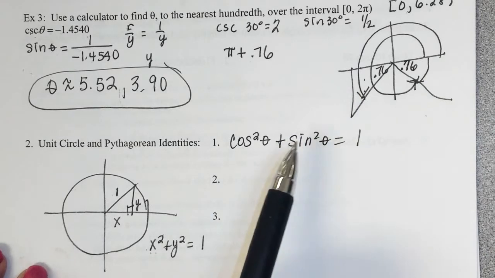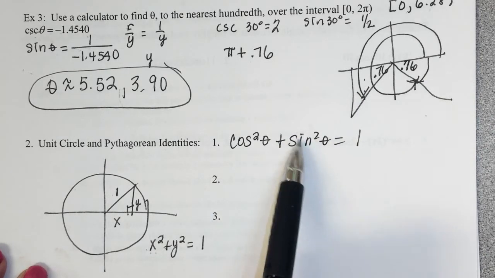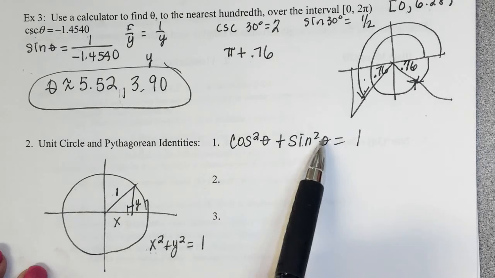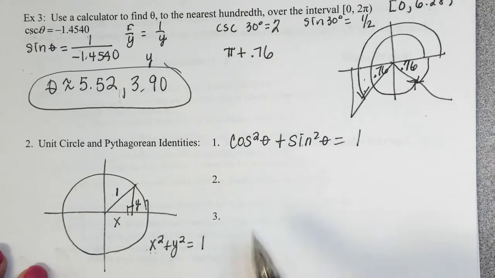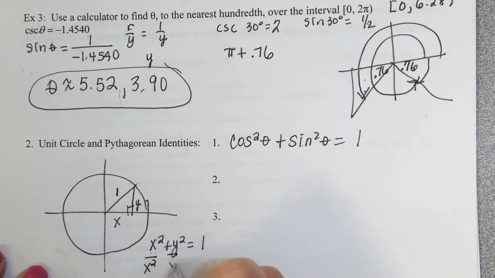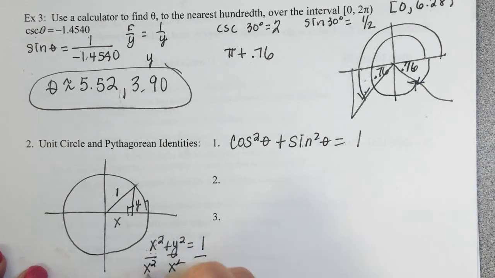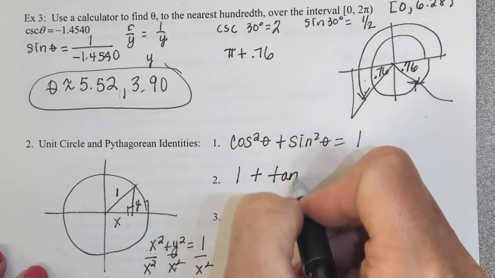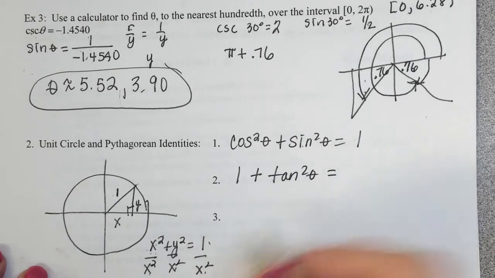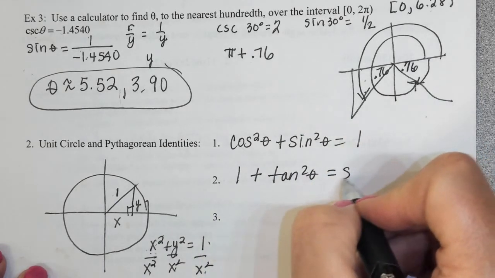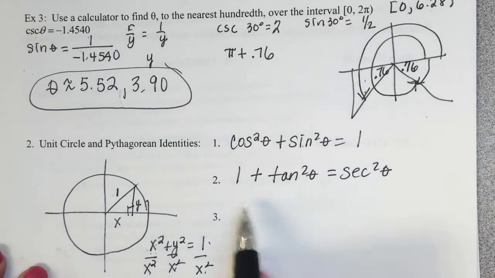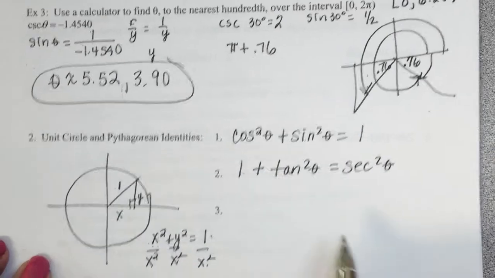This is the most basic Pythagorean identity. We usually say sine squared plus cosine squared equals 1. I don't know, it just flows a little easier when you say it. It doesn't matter though. Now I'm going to take this and I'm going to divide it by x squared everywhere. X squared over x squared is 1. Y over x, that's tangent. And 1 over x, that's going to be secant. So now we've got our next identity.